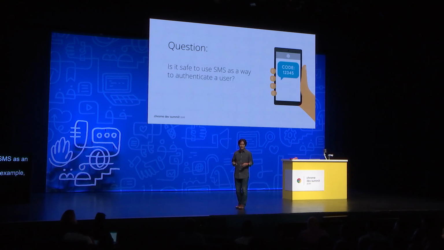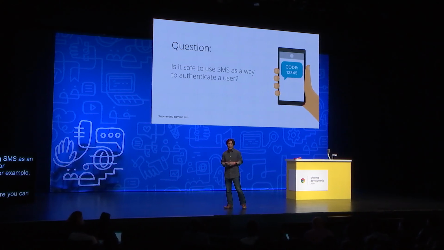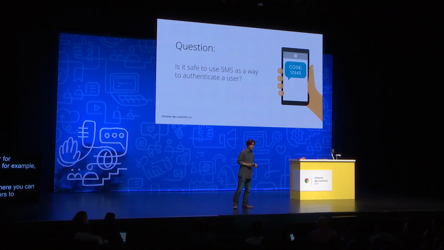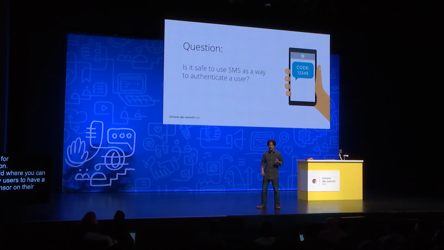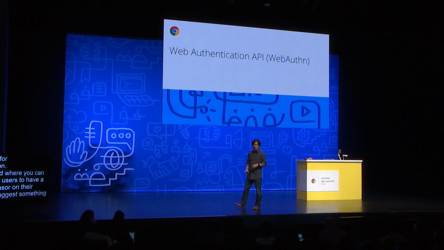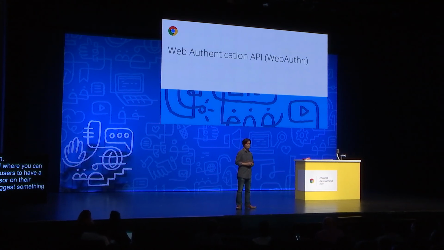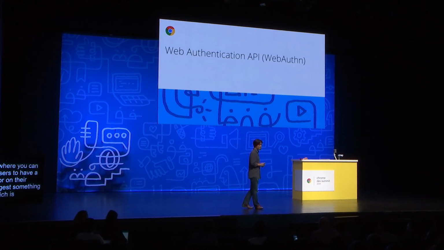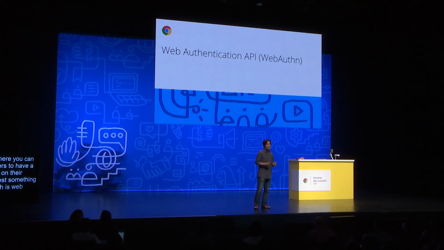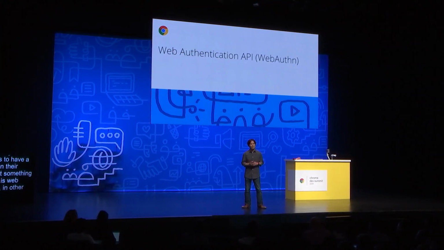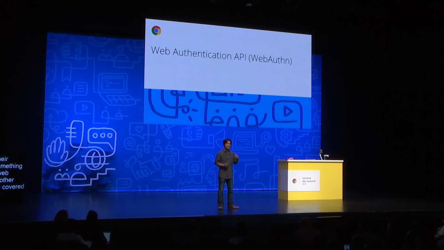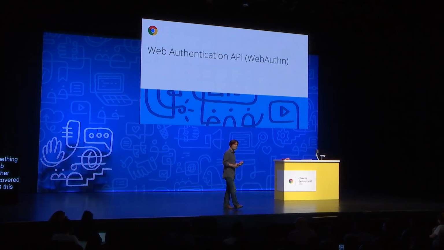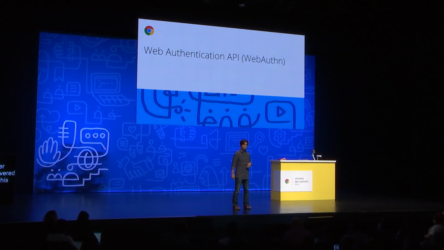But in a world where you can expect many users to have a biometric sensor on their device, we suggest something even better, which is Web Authentication API. In other words, WebAuthn. We covered WebAuthn at Google I/O this year and last year. But I would like to recap a little bit about it in case there are people not familiar with it.